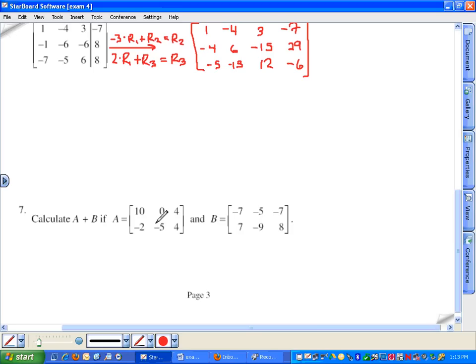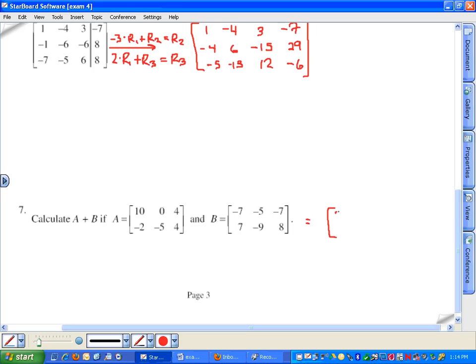Okay, number 7. We can only add matrices if they have equal dimensions. So this matrix right here is a 2 by 3. There's 2 rows, 3 columns. Matrix B is also a 2 by 3. So the dimensions are exactly the same. To add matrices, we add entries that are in corresponding positions of the 2 matrices. So 10 and this -7 are in corresponding positions.